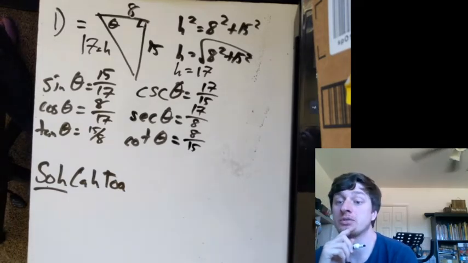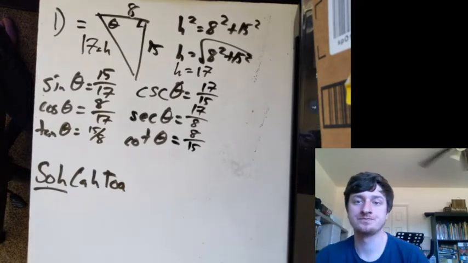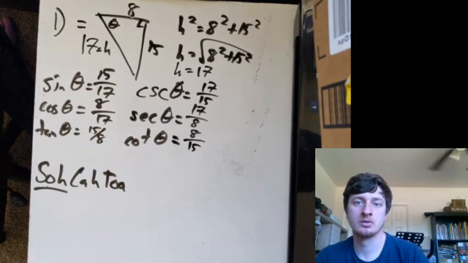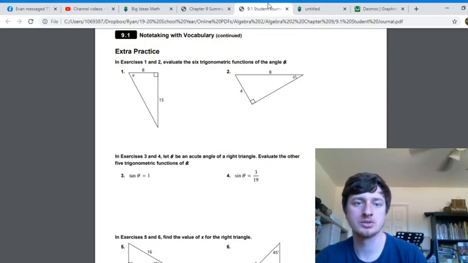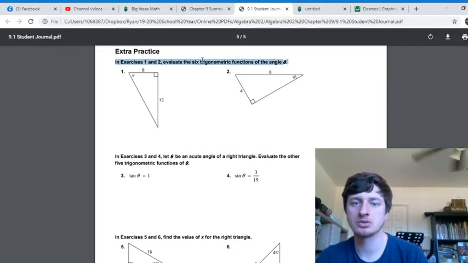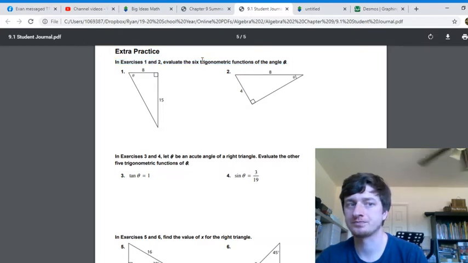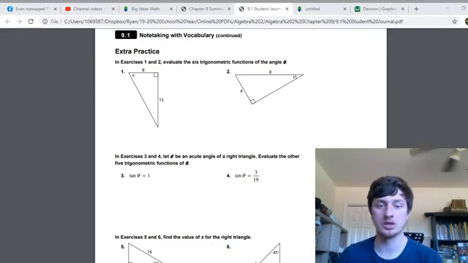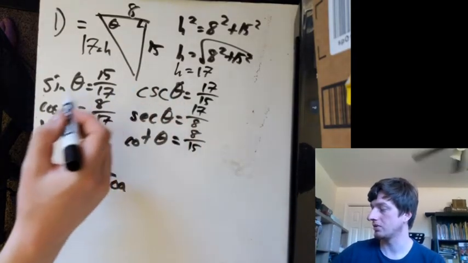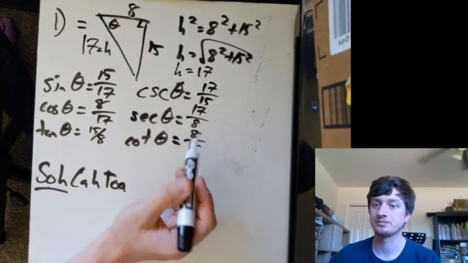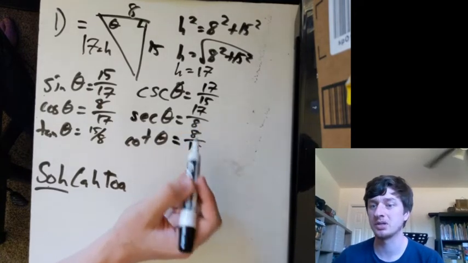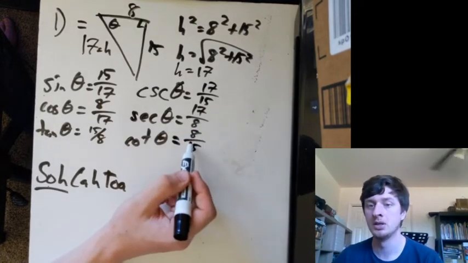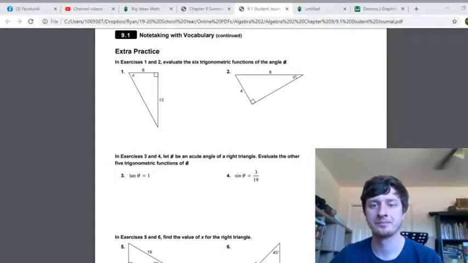So that's how we'd solve the ratio. The problem for the student journal was evaluate the 6 trigonometric functions of the angle. It didn't say find the angle, just evaluate the functions. So we would get these 6 ratios here, and I would leave them like this. You don't need to plug it into the calculator and simplify 15 over 8. Just leave it like that.